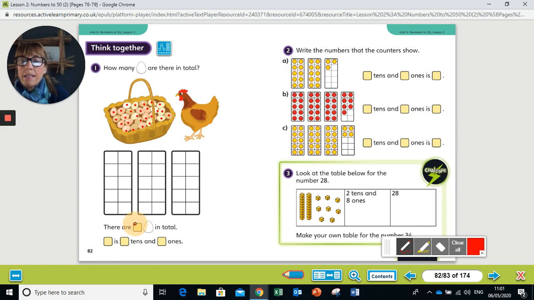There are 26 eggs in total. That's a terrible 6, children, I'm sorry. There are 26 in total. So if we were going to put them in our tens frames, how many tens have we got? How many full 10 frames can we fill up with the number 26? How many tens in 26? 2 tens. So we can fill up 2 tens frames to make our 20.